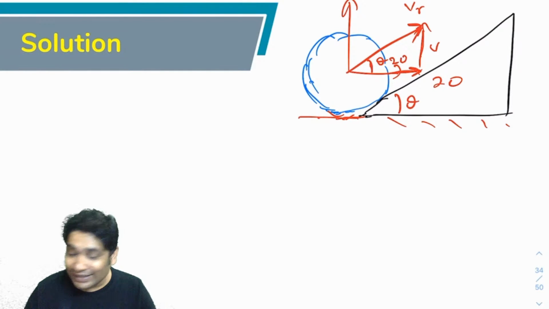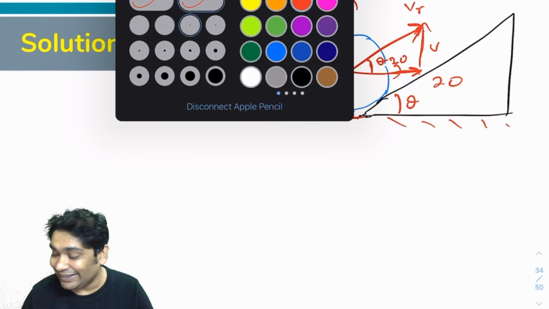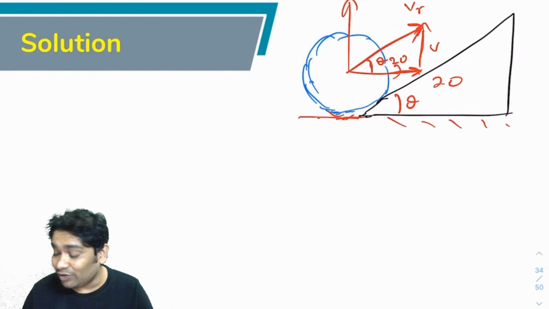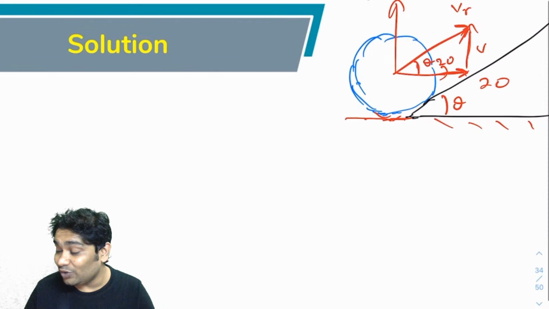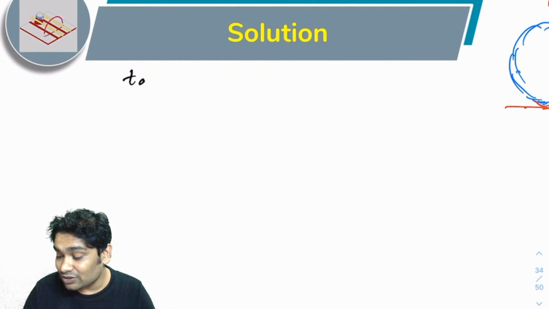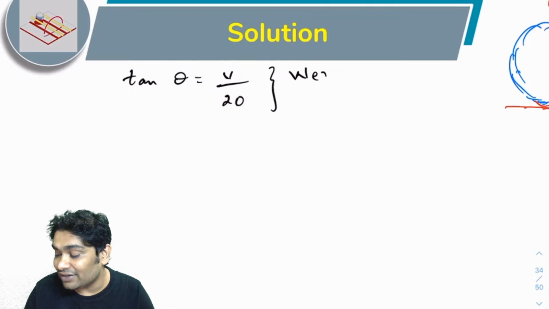Now, the only trick is to figure out what theta is. So from the wedge constraint, what I can say already from here is that tan theta should be equal to v over 20. So tan theta should be equal to v over 20. That is my wedge constraint. This is my wedge constraint equation. I hope that is clear to you.